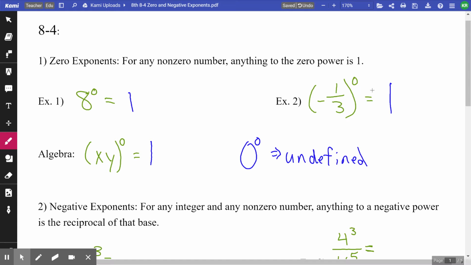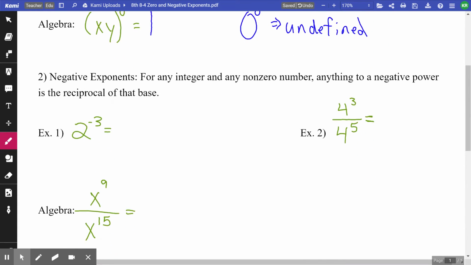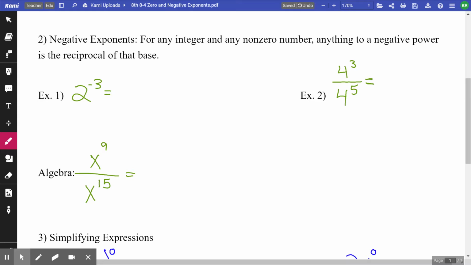Now, moving down, when we actually have negative exponents. What happens with negative exponents, for any integer and any non-zero number, is that anything to a negative power is the reciprocal of that base. Remember that the reciprocal is what we did with fractions: keep, change, flip. The reciprocal is basically you take a fraction and you flip it. The numerator becomes the denominator and the denominator becomes the numerator.